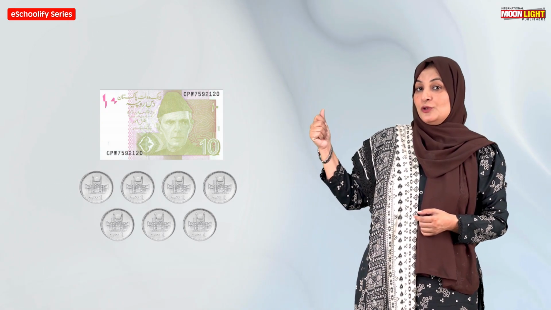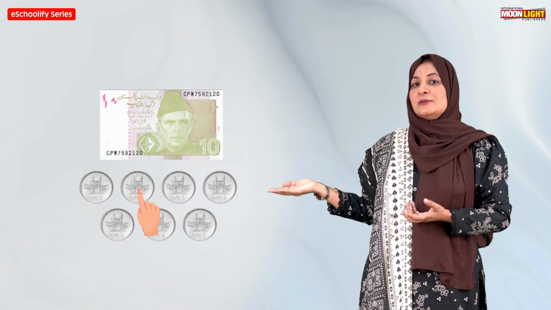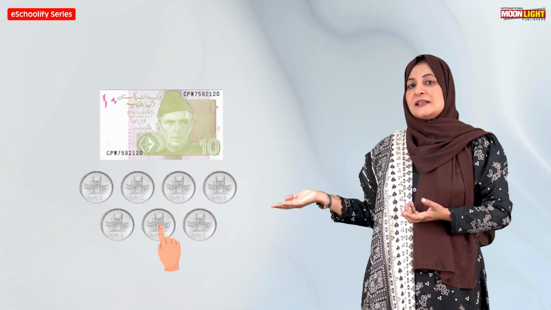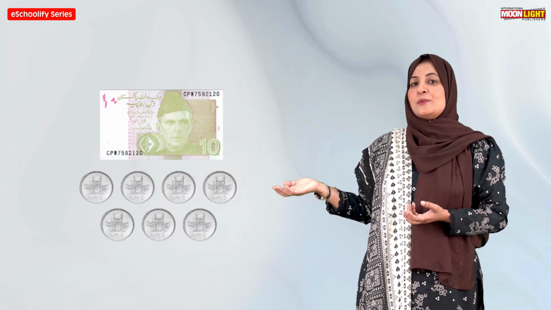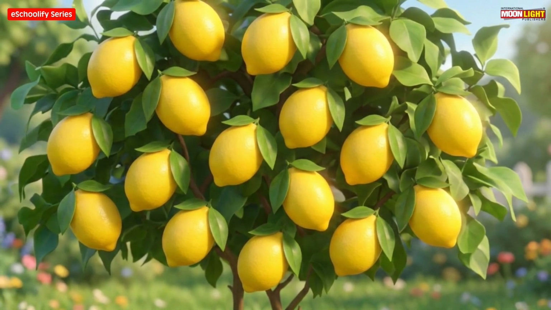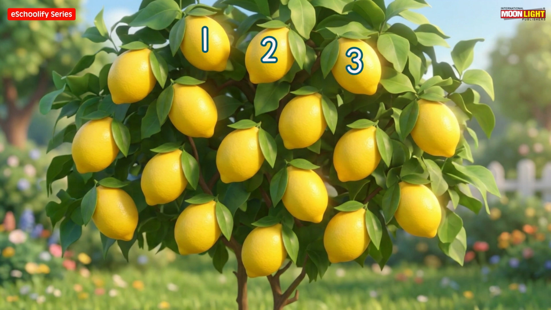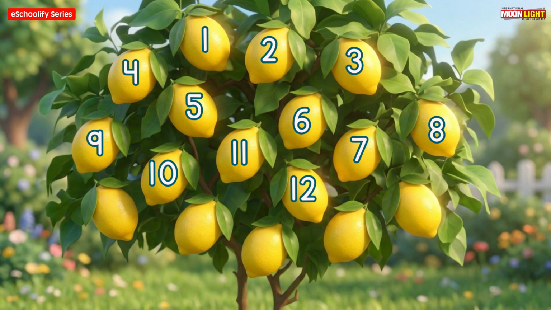This is a 10 rupee note, you will say, and these are 7 coins. Let's count with me. How many coins are there? 1, 2, 3, 4, 5, 6 and 7. 10 and 7, 17. After that, they will count lemons. How many lemons are there? 1, 2, 3, 4, 5, 6, 7, 8, 9, 10, 11, 12, 13, 14, 15, 16 and 17.